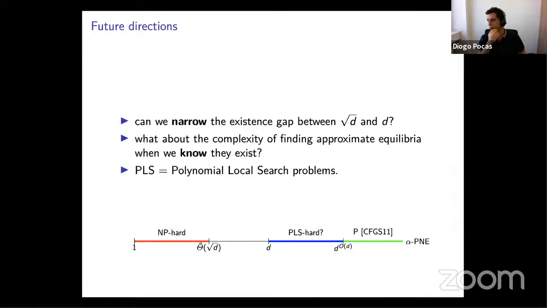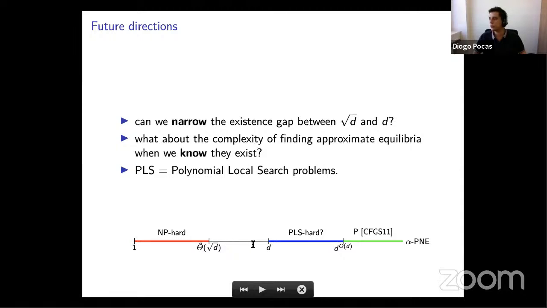Finally, to conclude, I'll leave here some open questions from our work. The first obvious one is whether we'll be able to narrow down the gap that still exists between d and square root d. To be honest, I cannot commit to thinking that one or the other will be the actual tight answer. Maybe the answer is somewhere in between.